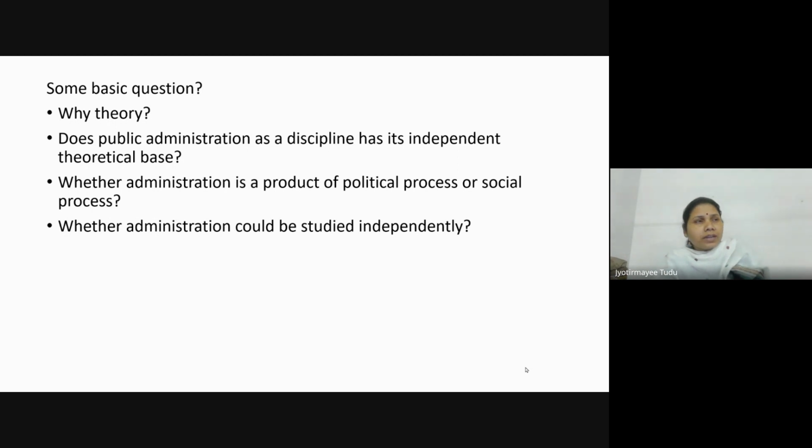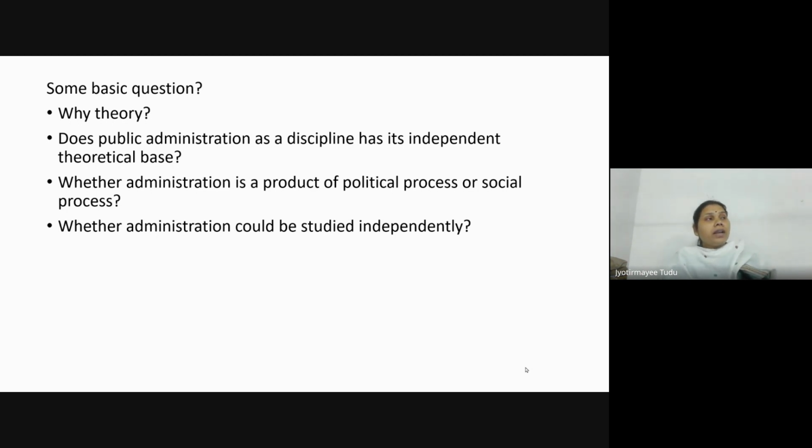So if we are trying to view government administration as a product of political process or social process, essentially public administration does not have any independent theoretical base, because it relies on political theory, it relies on social theory in order to expand its disciplinary inquiry.